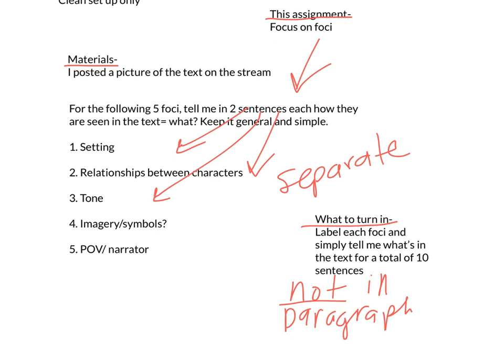All right. I'm going to make this a dual one, so imagery / symbols. Whatever you want to focus on, just make sure that you label it. The imagery could be symbols, vice versa. And then lastly, point of view and/or narrator. So where's it coming from? What kind of narrator do we have? What is the point of view that we're privy to? You tell me. Okay, 2 sentences.